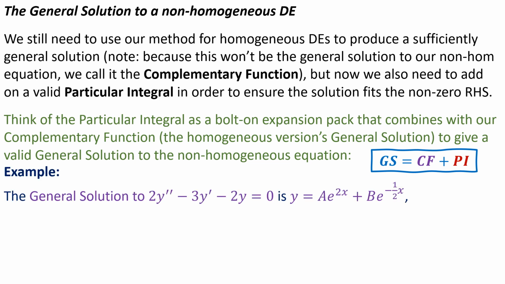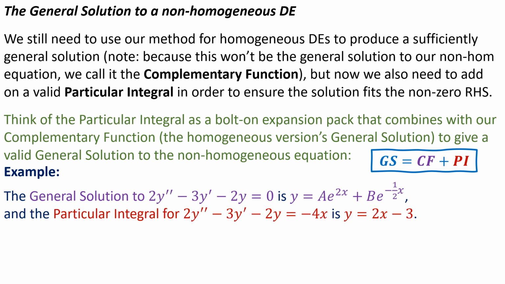For example, we already found the general solution to this homogeneous differential equation, 2 d2y by dx squared minus 3 dy by dx minus 2y equals 0. We got that at the very beginning of the video: a e to the 2x plus b e to the minus a half x. You've also correctly computed a particular integral for the non-homogeneous differential equation. Same left-hand side, but the right-hand side was minus 4x. And that gave us y equals 2x minus 3.